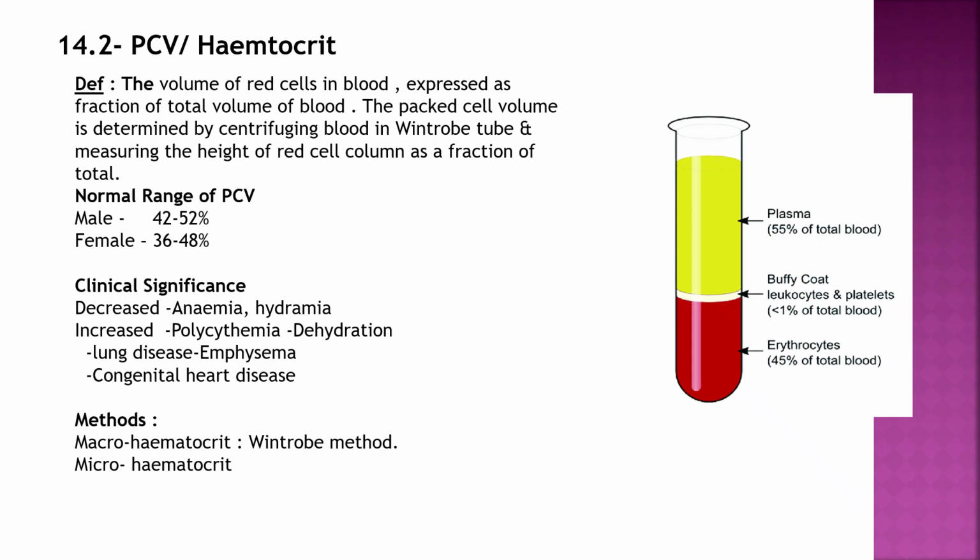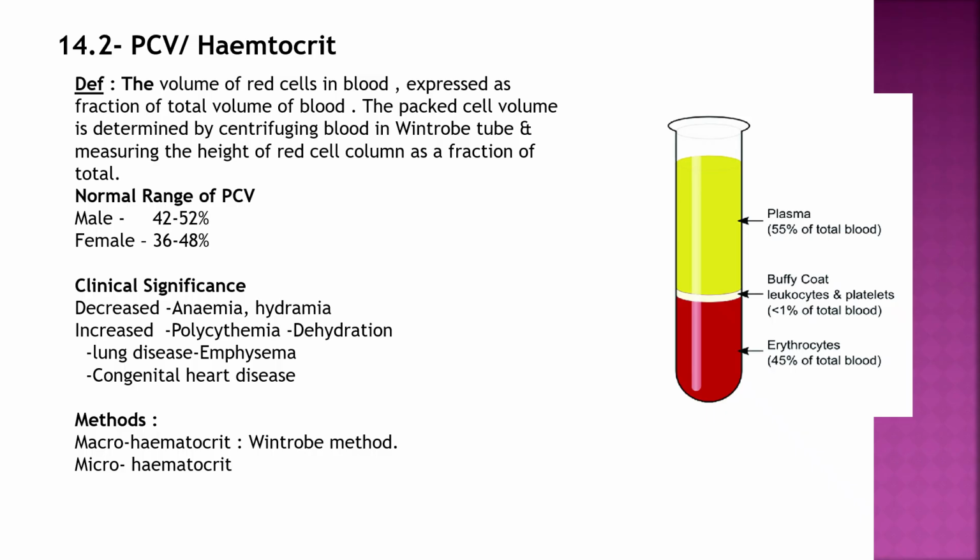So the sixth parameter from the CBC is RBC indices, also called Wintrobe's constants, and these are very important for the morphological classification of anemia. So first for that we should know PCV, that is hematocrit. It is packed cell volume, and it can be done by the Wintrobe's method manually, and in automated cell counter you can get the reading automatically by calculation.